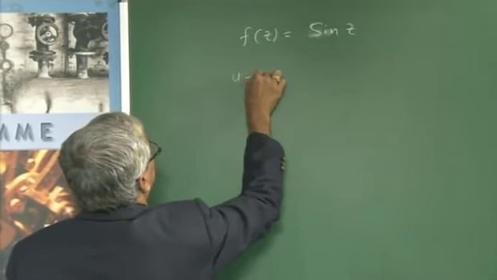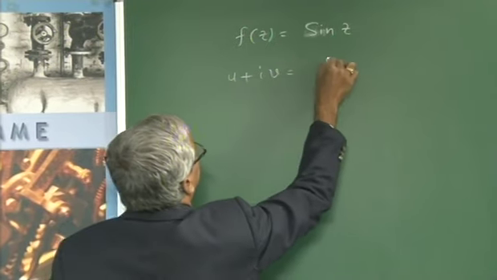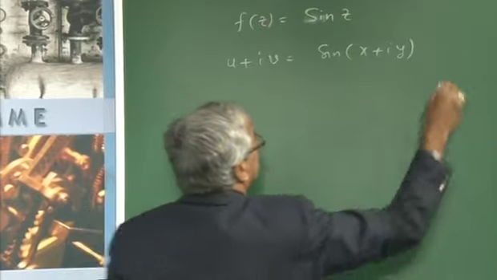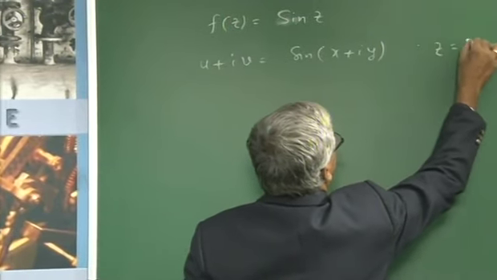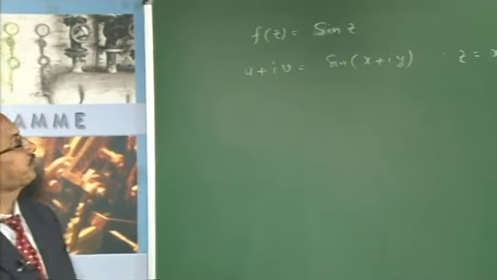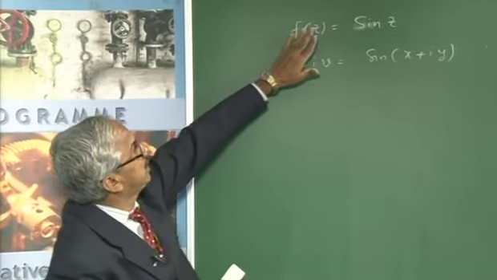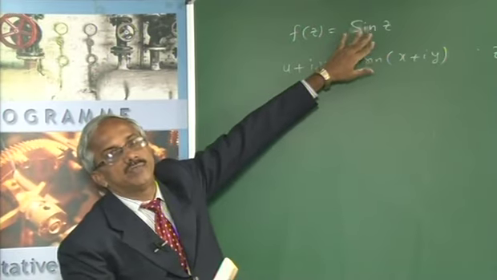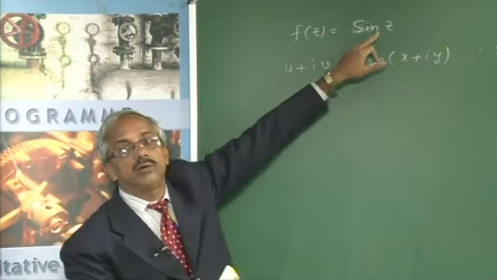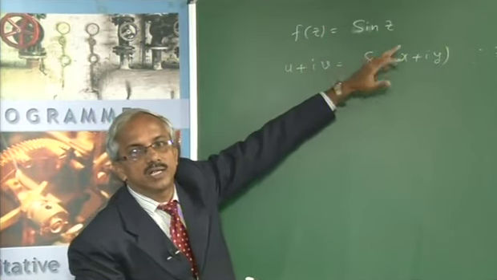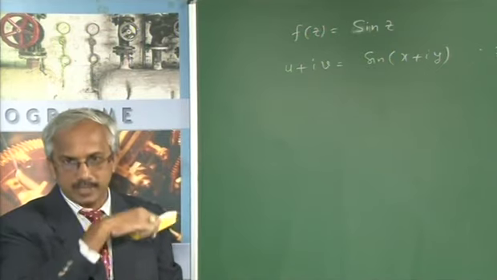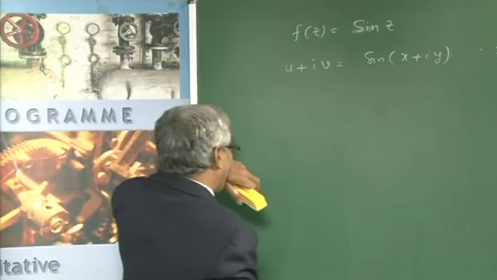Then I can take u plus iv equals sin(x plus iy), because you know that z is a complex variable, so I can take x plus iy. I want to find out whether this function is analytic or not. For that, I have to determine the real part and imaginary part of this function, and see that they satisfy the necessary condition of the CR equations.